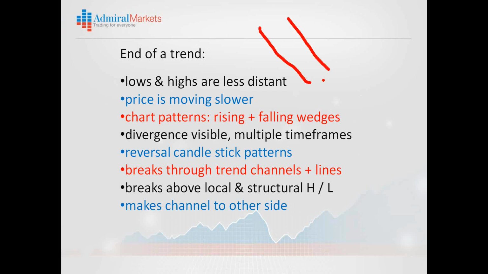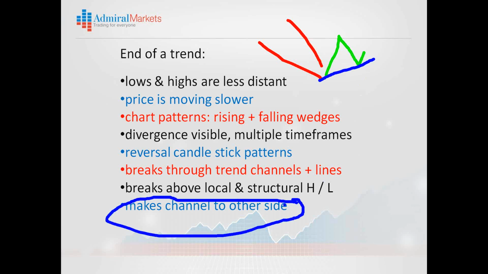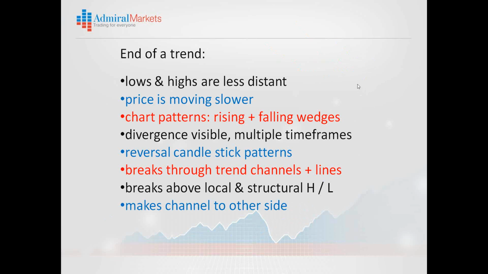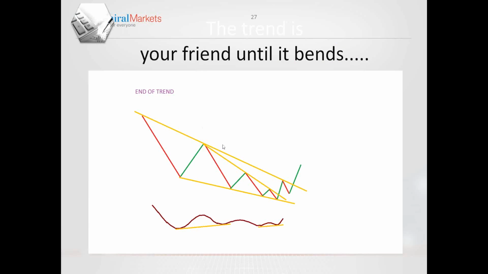So if we have a falling wedge and we break out of that, sorry, that's not a falling wedge, something like this, and we break to the opposite side and we hook back and we bounce, that's our angle, and that's what I'm talking about, the potential new channel to the other side. So this is a schematic of your friend until it bends. Divergence, falling wedge, break out of the falling wedge, hook back at maybe the trend line, the trend channel, and then break out of the trend channel.